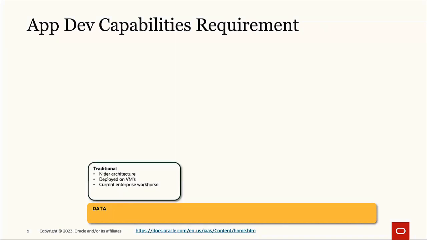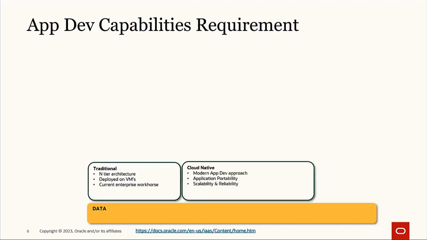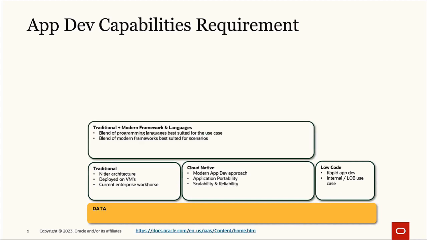That leads us into some traditional applications like N-tier architecture deployed on virtual machines, moving into more of the cloud native space with some of the modern application development approaches, containerization, microservices, really intended to drive portability, scalability, and reliability of our application ecosystem. We will talk about low code just a little bit. It's sort of out of scope for this series, but I do want to mention it just briefly in case there's folks interested there. Moving up the stack, traditional and modern frameworks and languages.